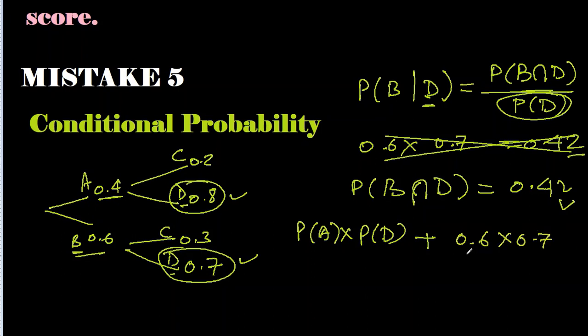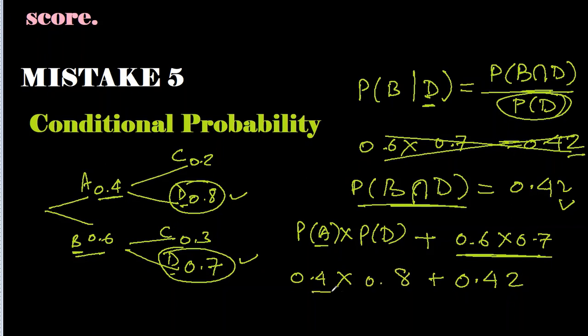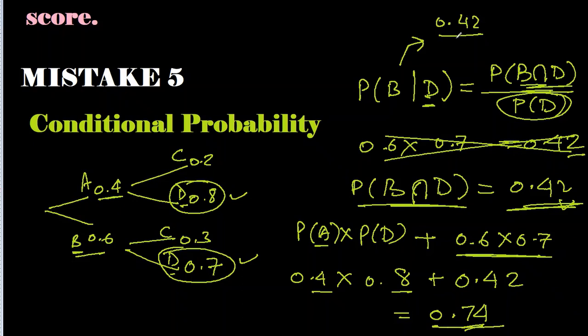So you will notice that one of the branches is B intersection D. All right. So it comes out to 0.42 in this case, and A was 0.4, times 0.8, gives 0.32. Yes. So 0.32 plus 0.42 will be 0.74. That is probability of D, only D. But this was our formula, so we will just divide 0.42, which was B intersection D, by the probability of D, we just got 0.74.